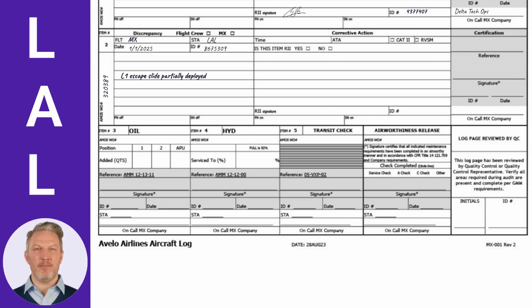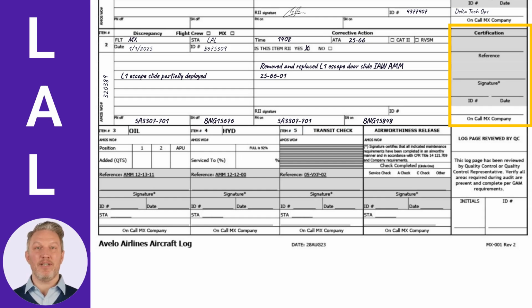After the technicians have removed and replaced the L1 door escape slide, we are ready to finish this portion of the log page. Enter the time, the ATA code, and be sure the RII is checked yes because this is on our RII list. For the corrective action, we are going to sign that we removed and replaced the L1 escape slide in accordance with AMM 256601. The technician must also notate the part number on and off as well as the serial numbers on the parts.